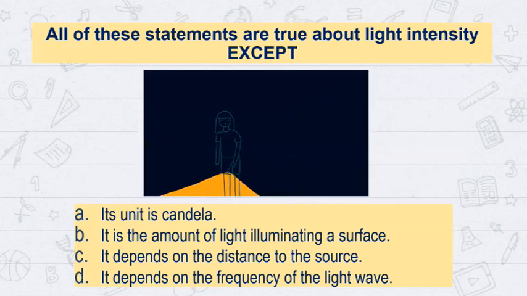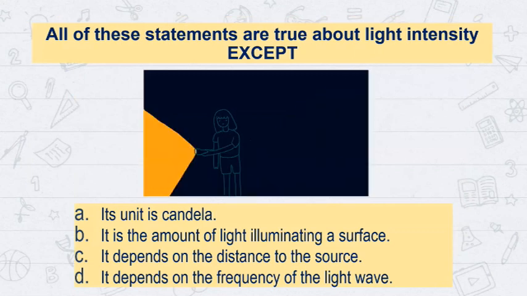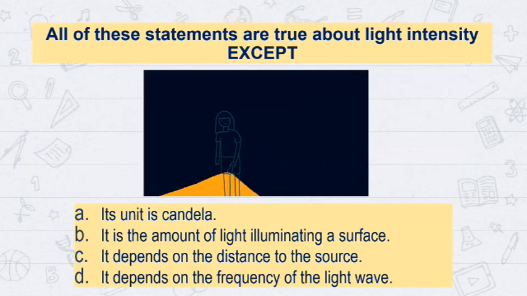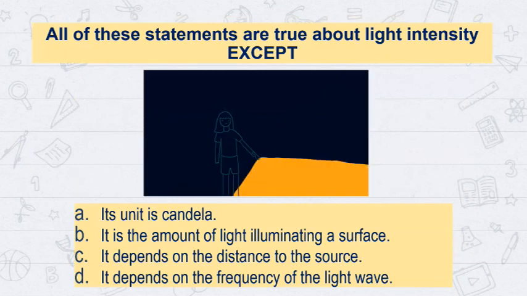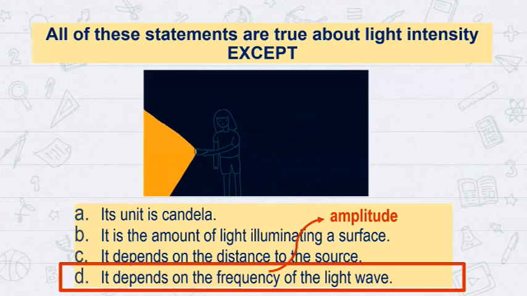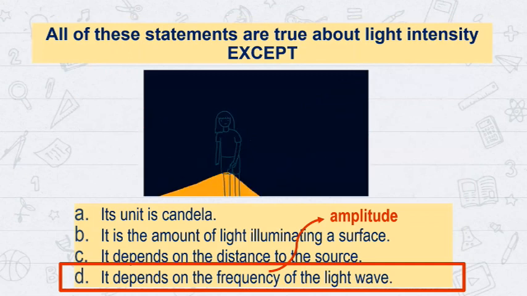A, its unit is candela. B, it is the amount of light illuminating a surface. C, it depends on the distance to the source. D, it depends on the frequency of the light wave. Great job, letter D is not true. Light intensity depends on the amplitude, not the frequency.